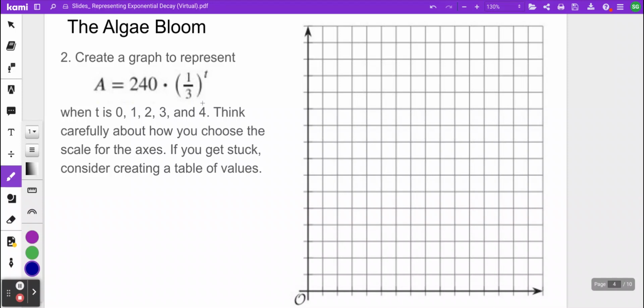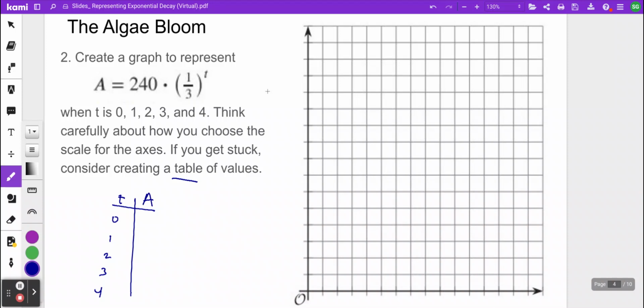We had done some graphs in the first 3 lessons with exponential growth. I know in class, a lot of us had a lot of success making a table. And so looking at when t is 0, 1, 2, 3, and 4, what that algae area is going to be, and then using that table to help you create your graph. I'm going to have you go ahead and try this on your own. So again, pause the video now and see what graph you can create.